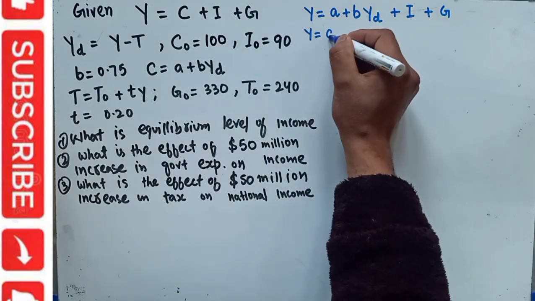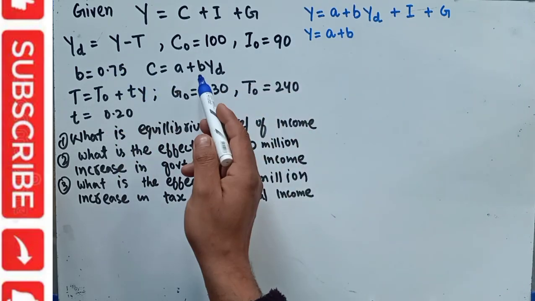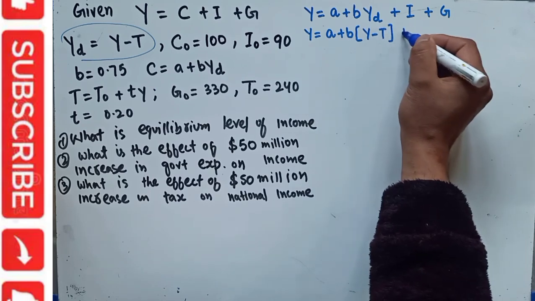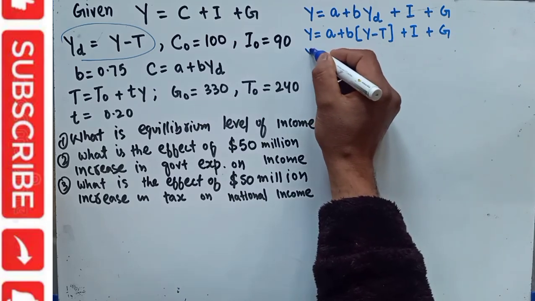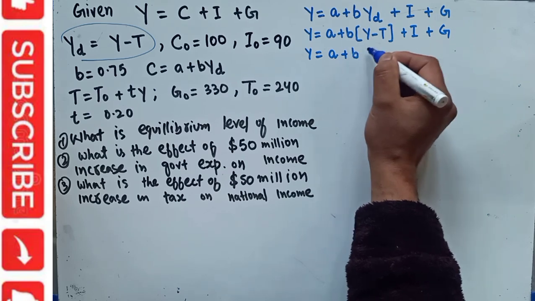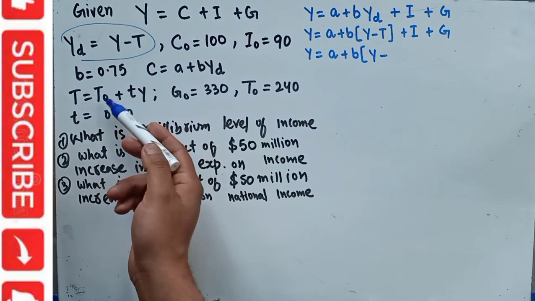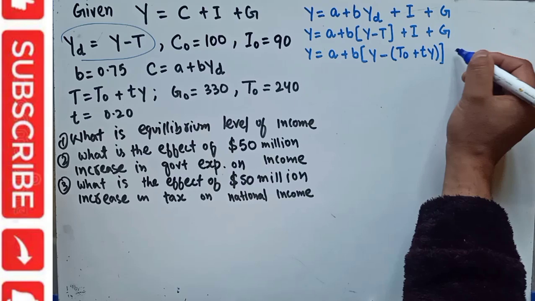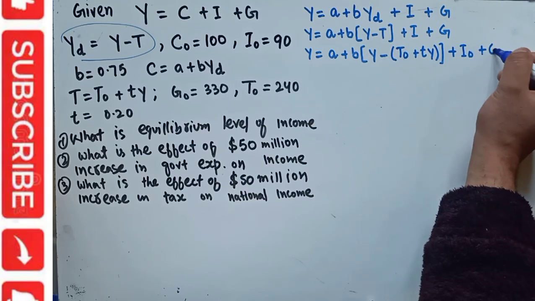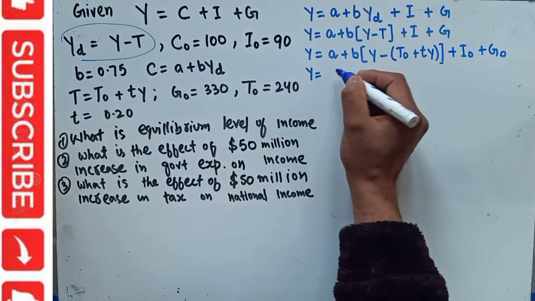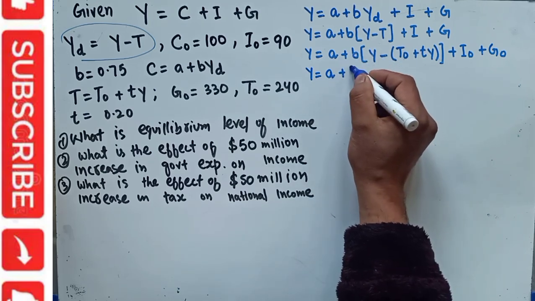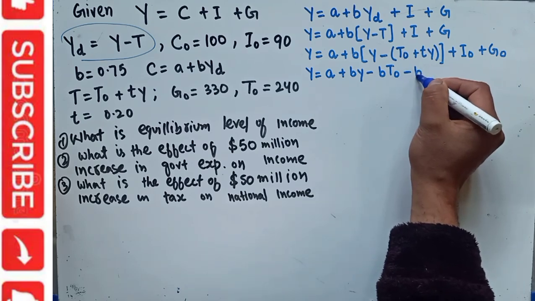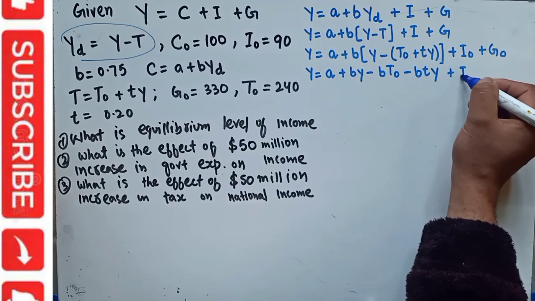Rewriting this, we have Y = A + B Y subscript D, and Y subscript D is equal to this equation, so in place of Y subscript D we have Y minus T, then I plus G. Again solving, Y = A + B (Y minus T), and now T is equal to T naught plus tY, so in place of T I can write T naught plus tY. Investment is autonomous, let's denote it by I naught, and government expenditure is also autonomous, let's denote it by G naught. Multiplying B to each of these terms, our Y will be A minus B T naught minus B t Y plus I naught plus G naught.